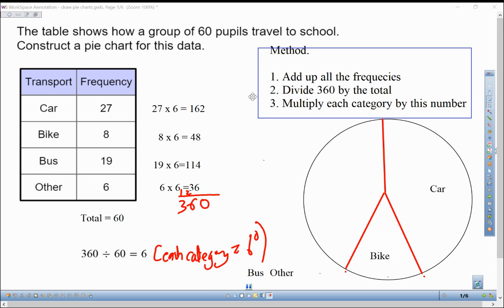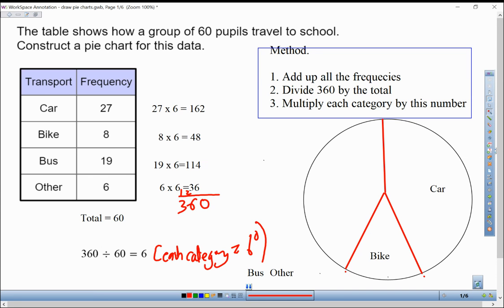Next we take bus, which was 114. Again, we line up our protractor as best we can. We want to get naught going through the last line we did. So there's naught. We've got to straighten it out a little bit. Put that in the center as best we can. There we go. There's naught, about there. And we get 114. So again, we mark in our point.